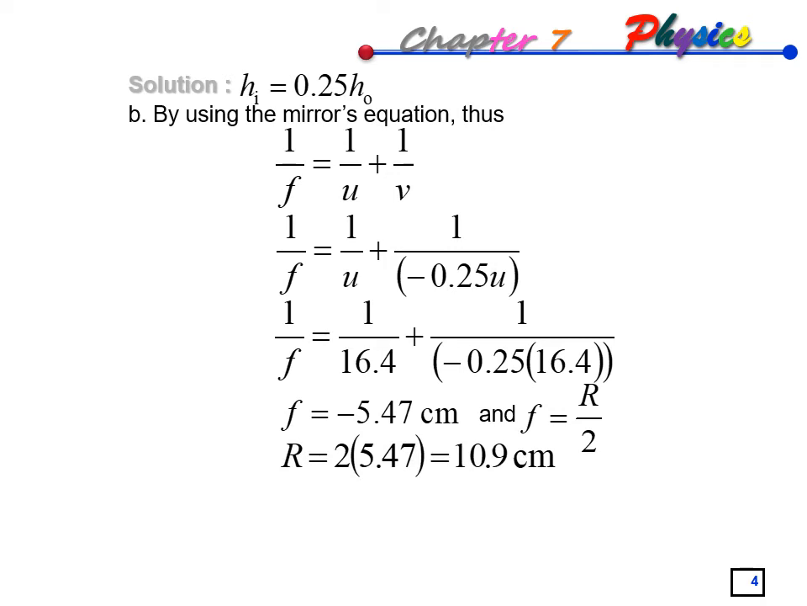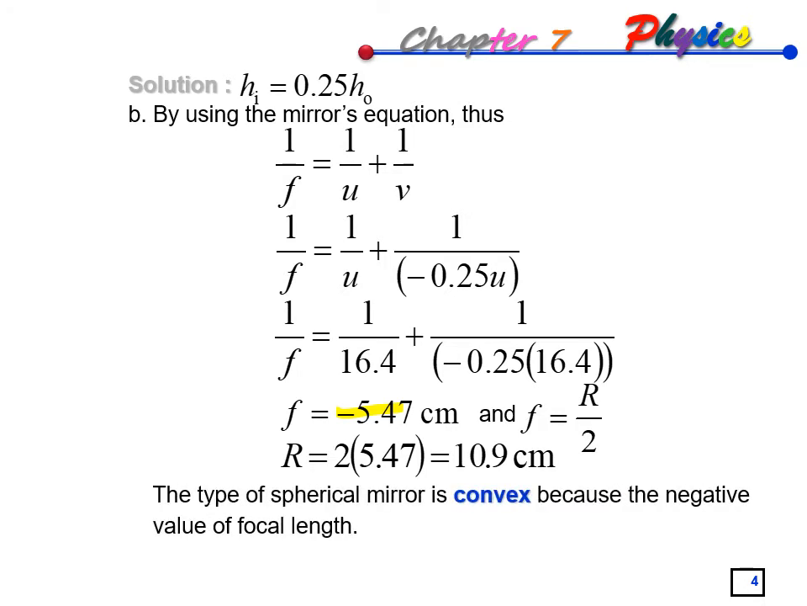For the type of mirror, the focal length over here is a negative value. So what does a negative sign indicate? When we have a negative focal length, that means we have a convex mirror. Over here we have a convex mirror because we end up with a negative focal length.